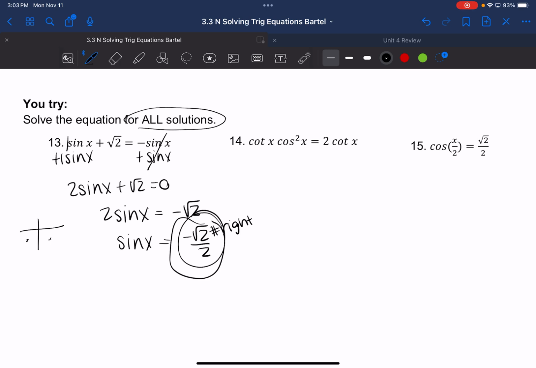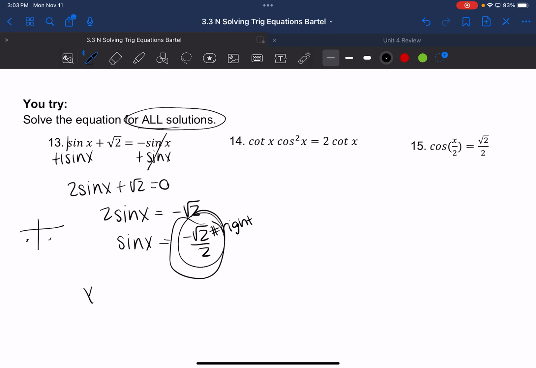But they said no restriction, right? They said all solutions. I thought we were doing 3 and 4. Is it 5 pi over 4 and 7 pi over 4? Seven pi over 4 is 1, 2, 3, 4, 5. Yeah. So what would it be?